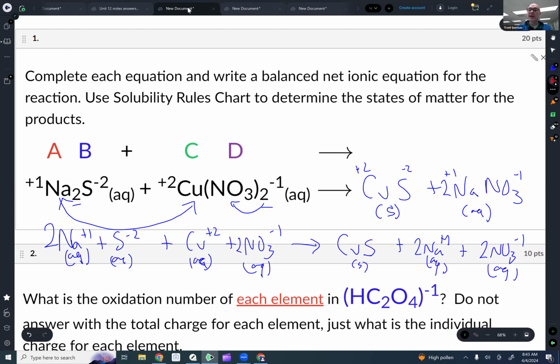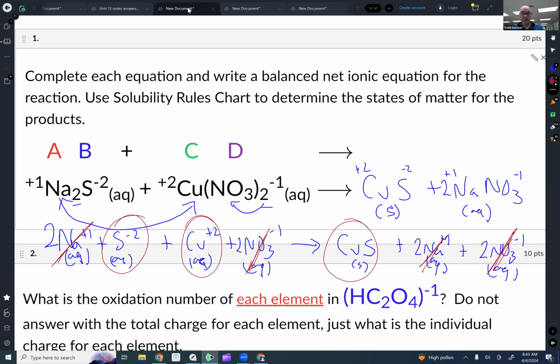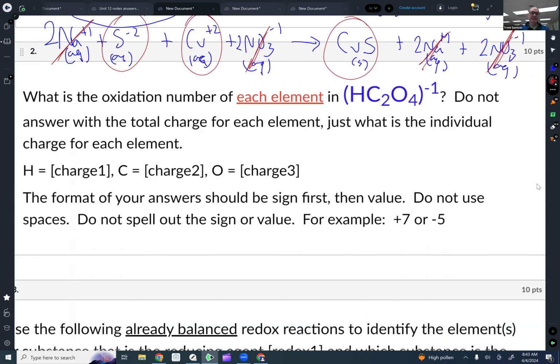So at this point, what we've got to do now is cancel out the like terms, the sodiums that are aqueous, as well as the nitrates that are aqueous. And that leaves us with our answer right there. Sulfur plus chlorine, both aqueous, produce copper sulfide, which is a precipitant solid. All right, so moving down to question number 2.